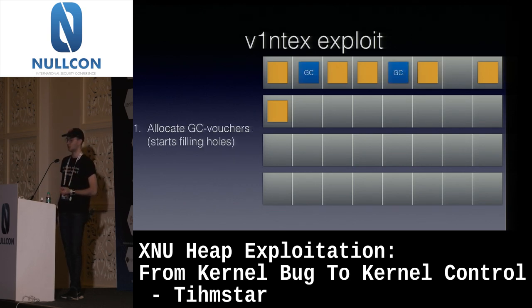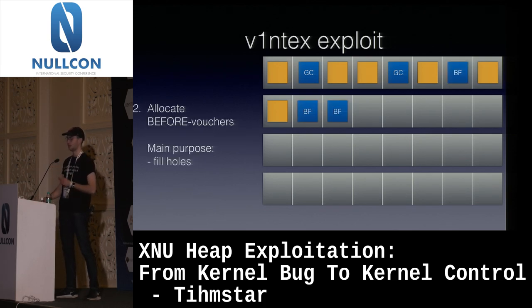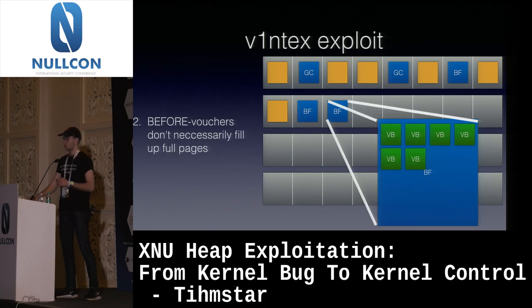What I start to do is allocate vouchers. I'm calling them GC vouchers, but really I just call an API to make sure they're allocated in the kernel. So we allocate these so-called GC vouchers, which start filling the holes. Then we allocate the before vouchers. The main purpose of them is to fill the holes, so we can assume from now on we have a linear, continuous space, and we hope it's like that. Before vouchers don't necessarily fill up the full page, so we can have something like this.